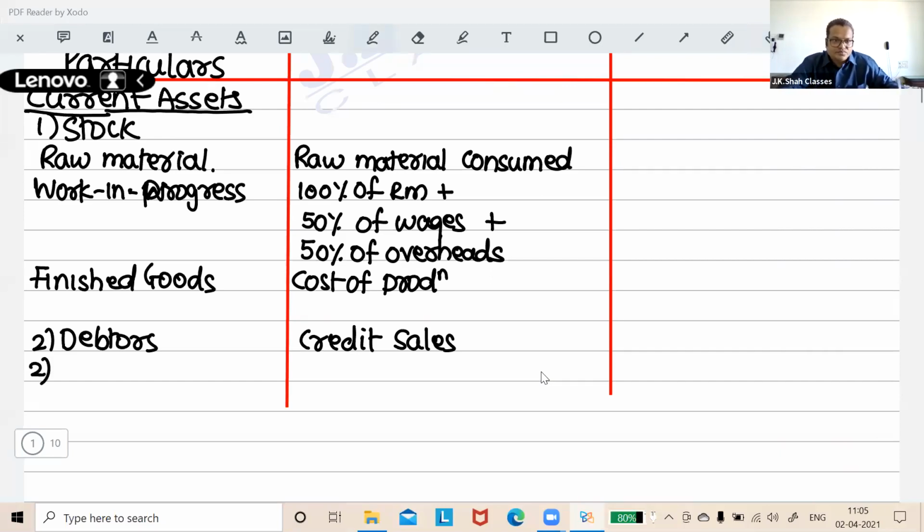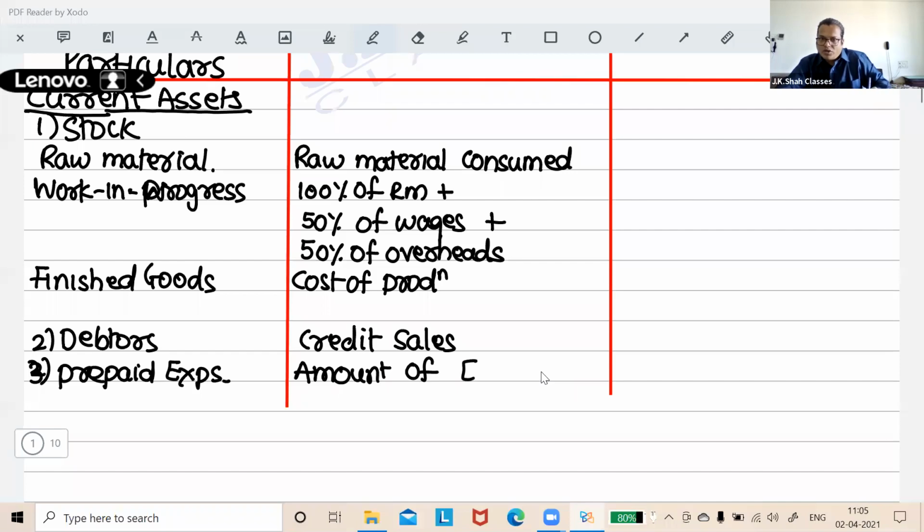Then if you talk about prepaid expenses, they will simply depend upon the amount of expenses. It will be given in the question, that this particular prepaid expense is to be incurred. So that will depend upon the amount of expenses. And then as I told you, other than all this, I have to hold some cash.